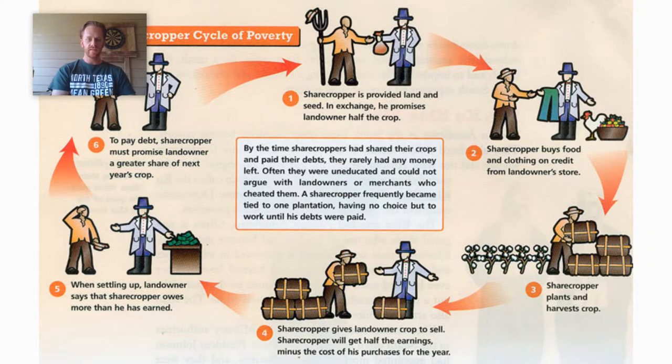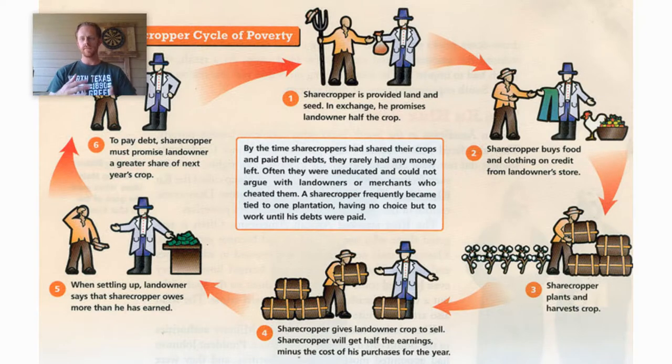It's a never-ending cycle. These people are never going to get out of sharecropping, and that's the owner's plan. There is no way for these landowners, these plantation owners, to make a profit while paying these people at the same time. It's just not possible.